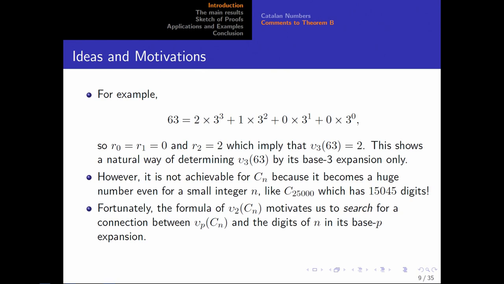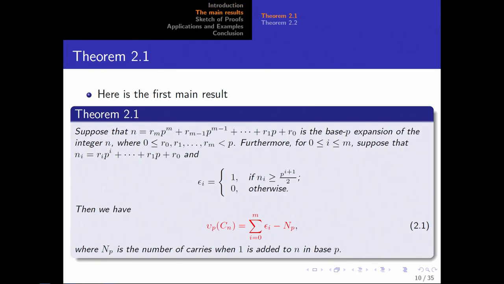Fortunately, in this paper, we found the connection between VpCn and the digits of n in base p expansion. As n has only a few digits, it becomes possible for us to derive VpCn naturally by considering the digits. So here's our main result. In theorem 2.1, we let m and p and the digits follow these rules.